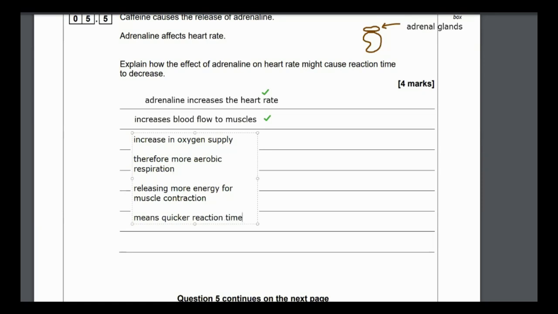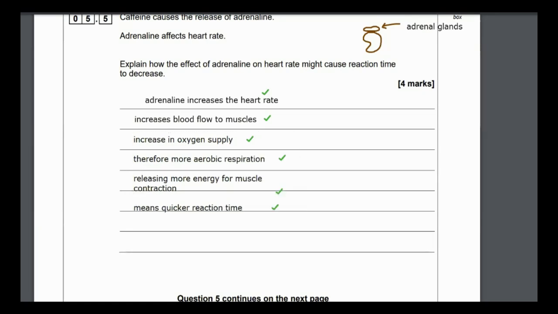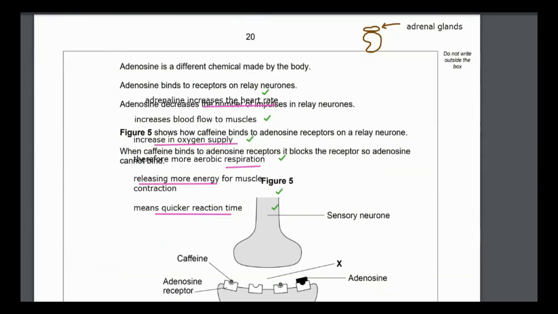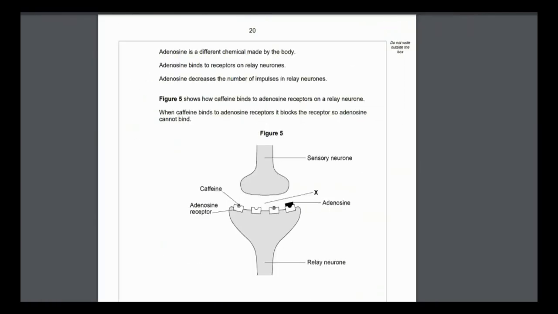So let me just go through and show you which of these answers appears on the mark scheme. So you've got increase in heart rate, increases the oxygen supply, more respiration, more energy for muscles, more contraction, quicker reaction times. Right, let's zing into this next question.